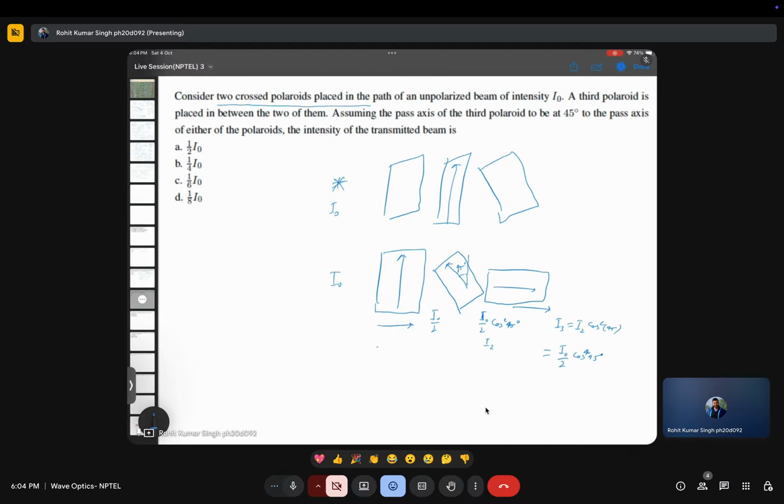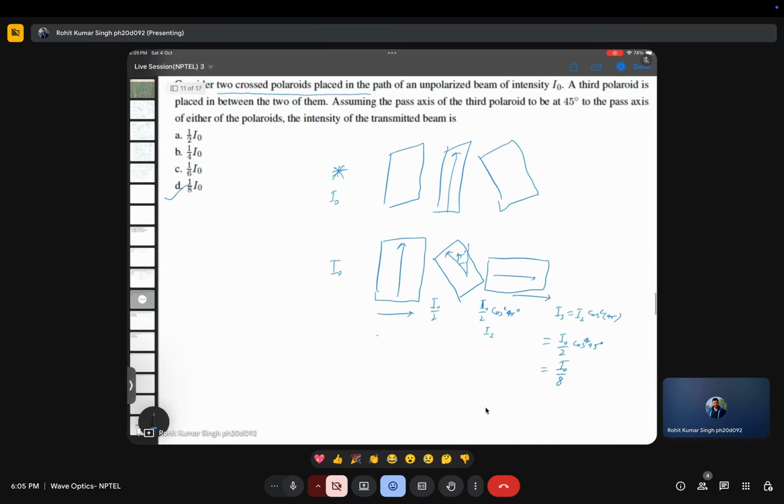Okay, so finally you will have I naught by 8, right? Because cos 45 is 1 by root 2, so you get 4 times, you get 2, you get 4, and then into 2 is 8. Okay, so this is the correct option. So this way you have to deal with these problems.